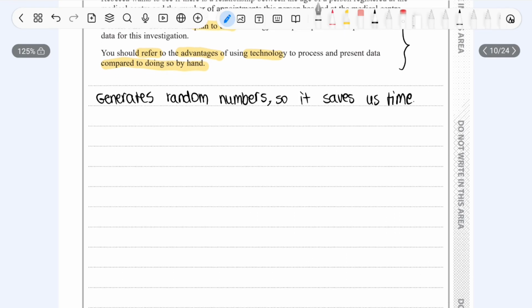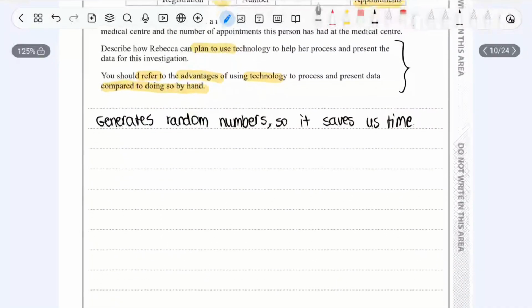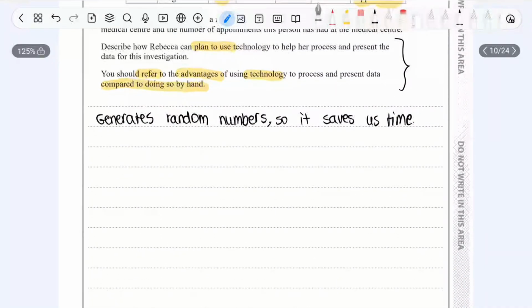So the next one we can think about is, well, look at all this information given. She just wants to know about the age of the person and the number of appointments. So all of this here, the name, the date of registration, the phone number, etc., this is all irrelevant information. So we can say that the technology will remove irrelevant information.